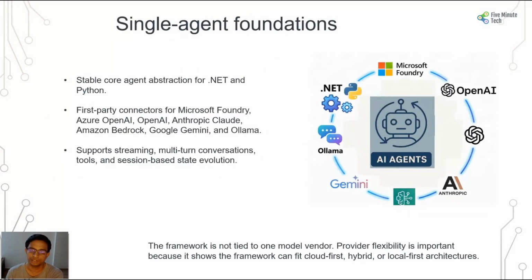Now, the single agent foundation involves the stable core agent abstraction for .NET and Python, and first-party connectors for Microsoft Foundry, Azure OpenAI, Anthropic Claude, Amazon Bedrock, Google Gemini, and then locally hosted or server-hosted Ollama. It supports streaming, multi-turn conversation, tools, and session-based state evolution. The framework is not tied to one model vendor. It can be combined with different kinds of vendors. Provider flexibility is important because it shows the framework can fit cloud-first, hybrid, or local-first architectures as well.